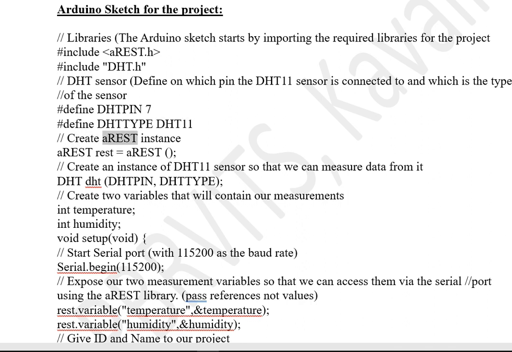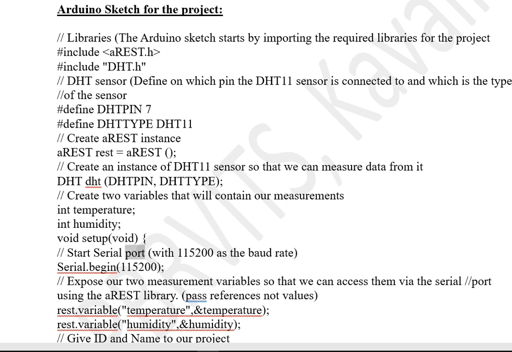Create an aREST instance: aREST rest = aREST(). Create an instance of the DHT11 sensor so that we can measure data from it: DHT dht(DHTPIN, DHTTYPE). Create two variables that will contain our measurements: int temperature, int humidity.